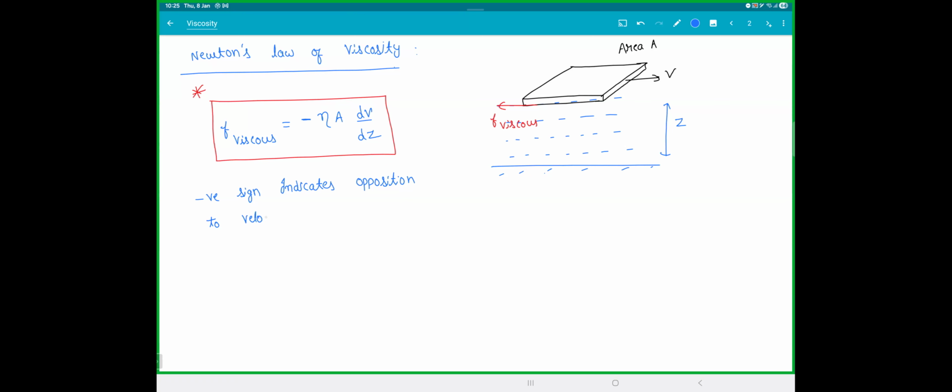Anyways, let's see. So here the negative sign indicates velocity, and A is the area of contact. This quantity, eta, is called the coefficient of viscosity.